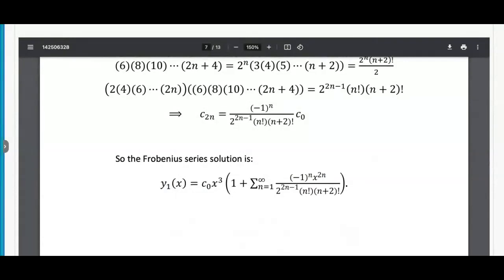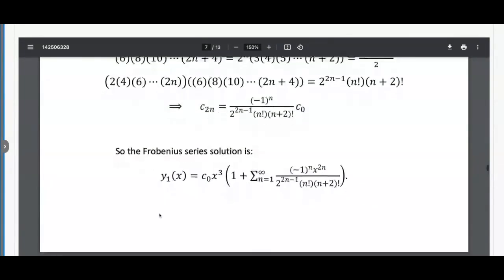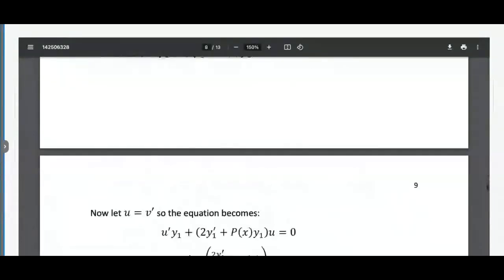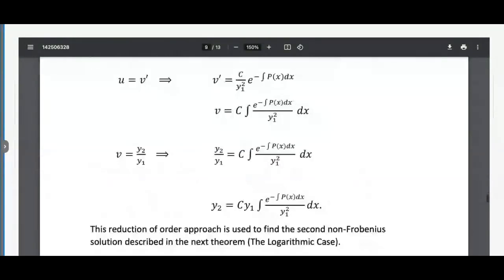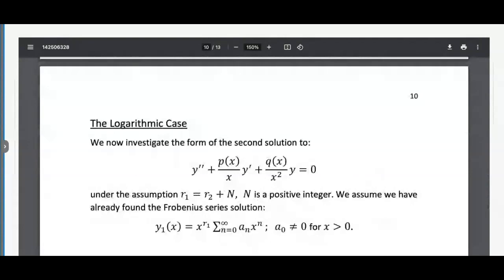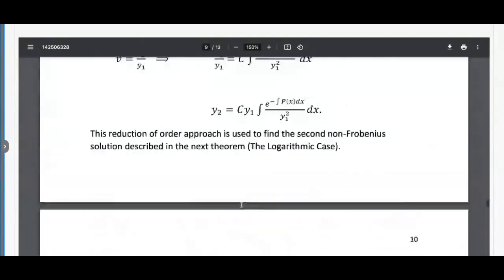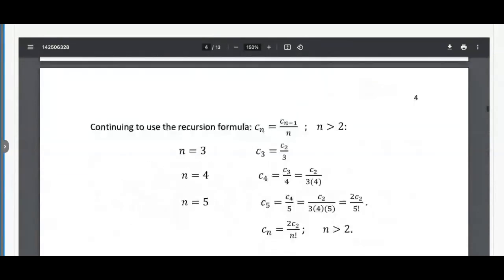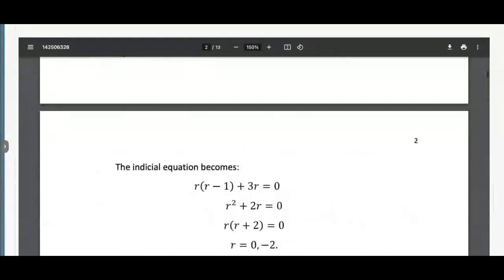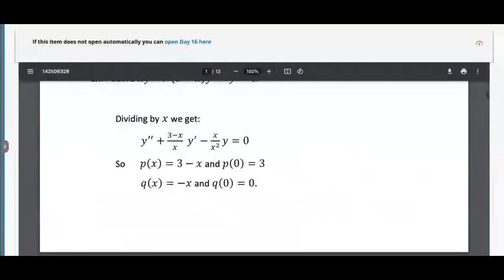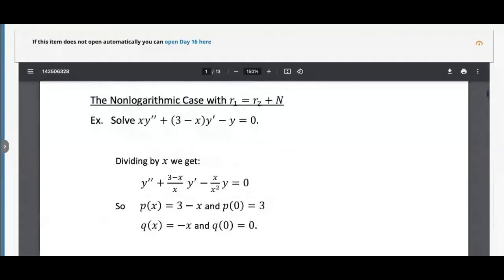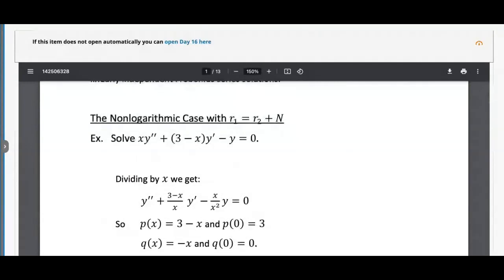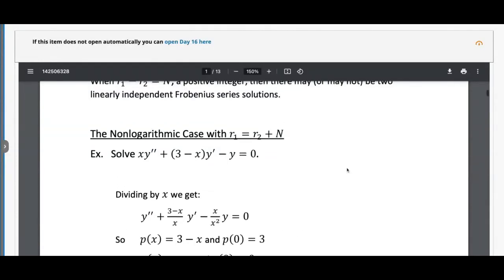Okay, so this is log. Log is when the roots differ by an integer. Non-log is otherwise. Okay, David, you asked a good question. No, I don't have an answer for you.